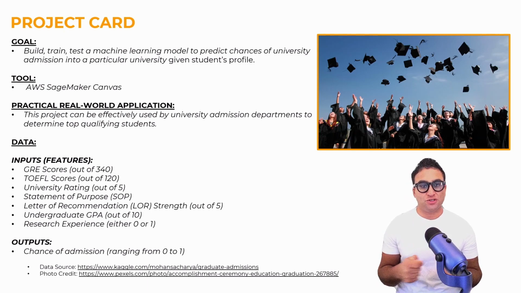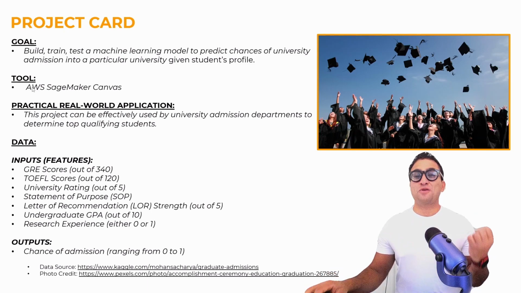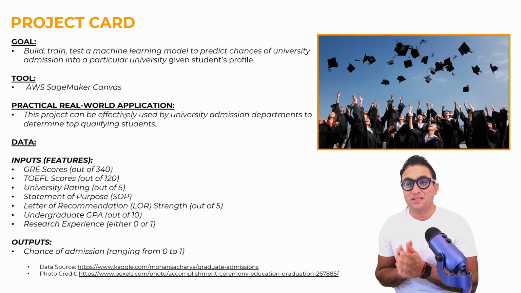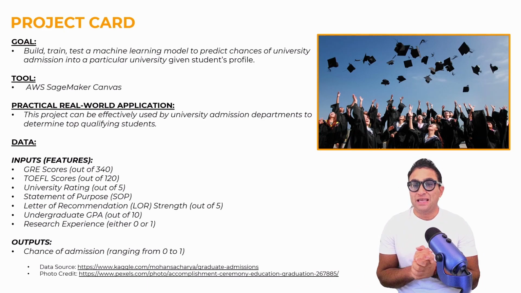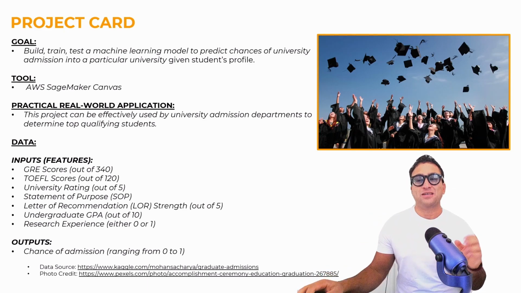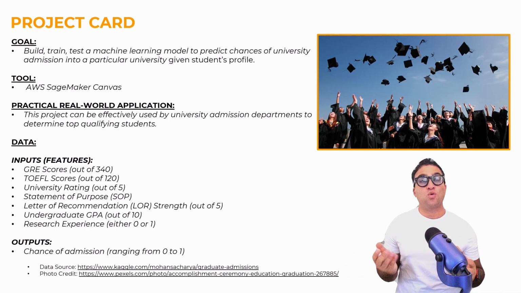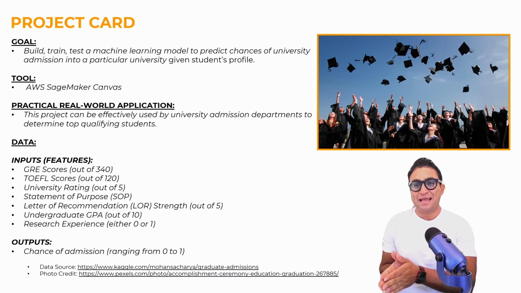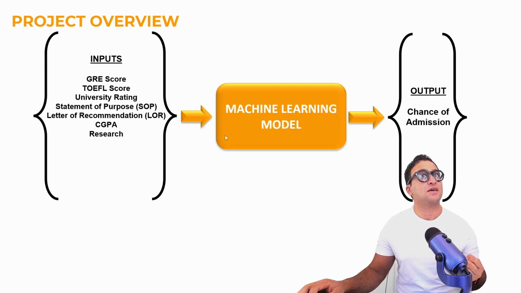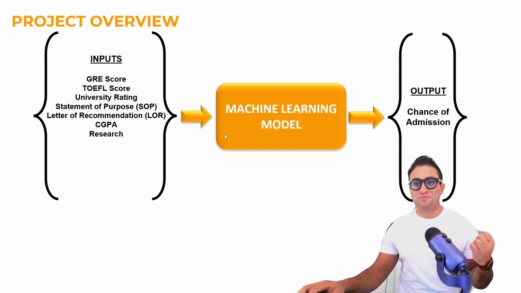his or her features. So the tool that we're going to use is AWS SageMaker Canvas. And the practical real-world application, of course, is that this project can be effectively utilized by university admission departments to predict for us the top qualifying students. So essentially we can automate the process, or the machine learning model can work hand in hand with the university admission personnel. So here is an overview of the inputs and outputs.